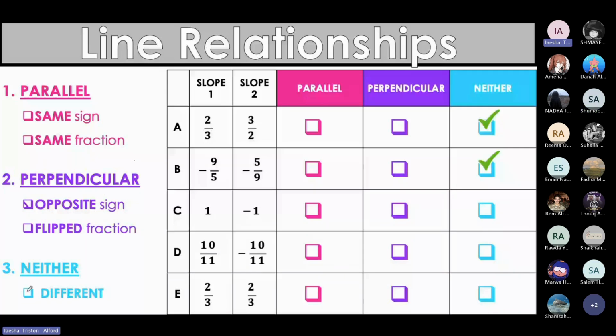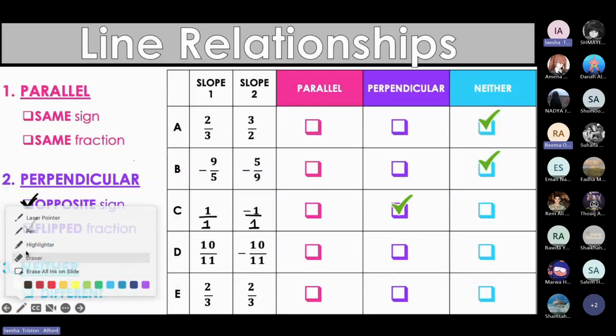It has opposite sign. Then you have to see about the fraction. Is this number a fraction? No. How can you make it a fraction? Put it on top of one. Positive 1 over positive 1. Do they have flipped fraction? Sure, this one is 1 over 1. If you flip it, it's still 1 over 1, right? So the fraction is flipped. So the name is perpendicular.